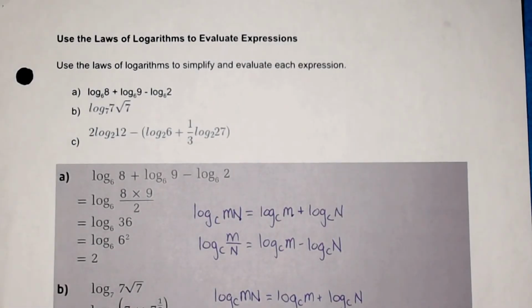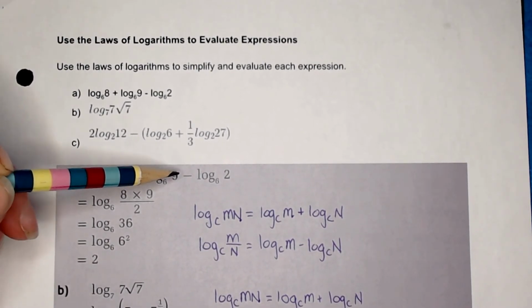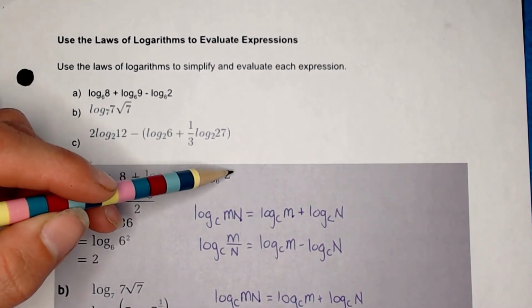Now that you have the skills to be able to expand the log functions, you can use them to actually solve and evaluate an expression. So I've given you examples here, A, B, C. We'll just start with A and talk about what's involved in solving this question. So notice that the base is the same. It's log 6 for all of them. And what that can simplify down to, so we're adding here log 6 8 plus log 6 9, and then subtracting here log 6 2.